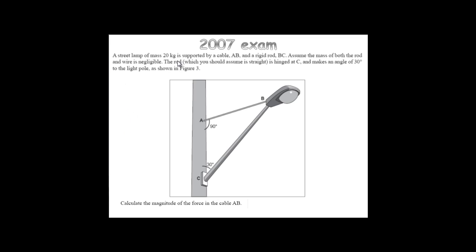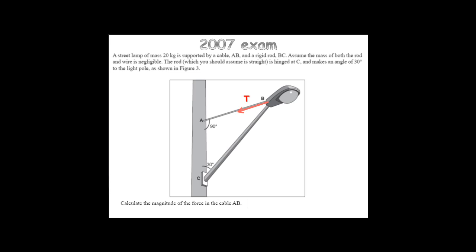So we've got a 20 kilogram street light, we have a cable AB, we have rod BC. Assume that the rod and the wire are negligible, because in the ideal world nothing has any mass anyway. So it's hinged at point C, makes an angle of 30 degrees. The diagram's not the best because it doesn't give you much of a feel for that actually being 60 degrees, but anyway, we'll work with it. So we need to calculate the magnitude of the force in AB.